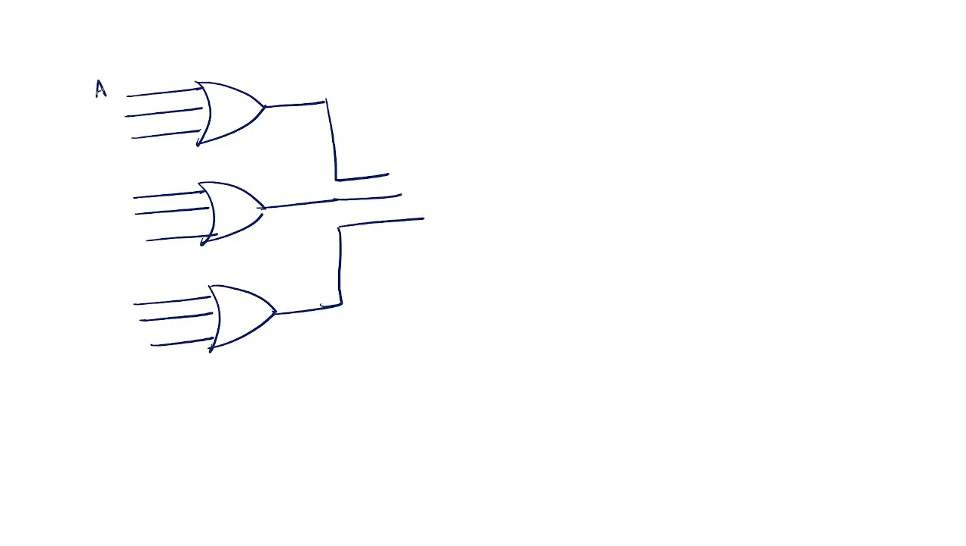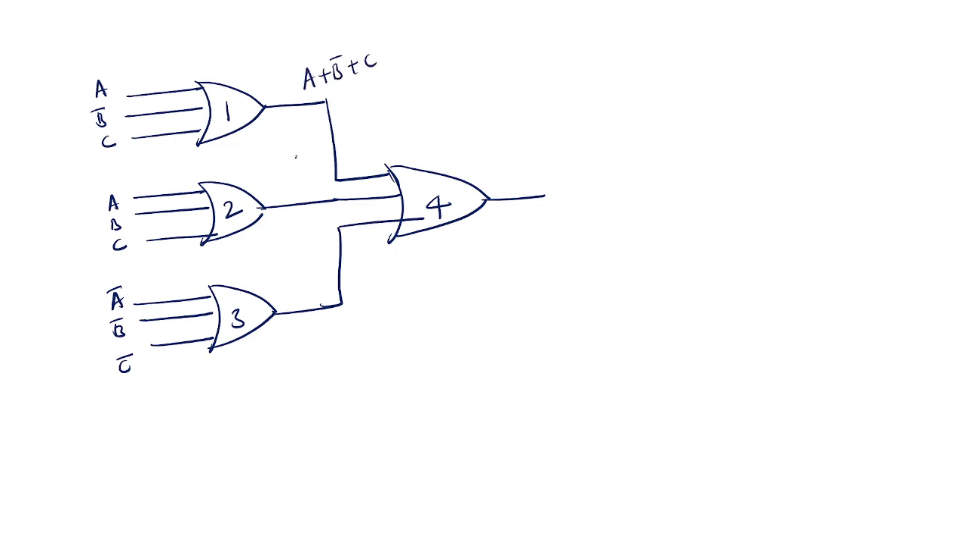So these inputs are A, B bar, C, A, B, C. Okay, A bar, B bar, C bar. So this is given to an OR gate. So what is the redundant gate? Four gates are there. So this is A plus B bar plus C, A plus B plus C, and A bar or B bar or C bar.